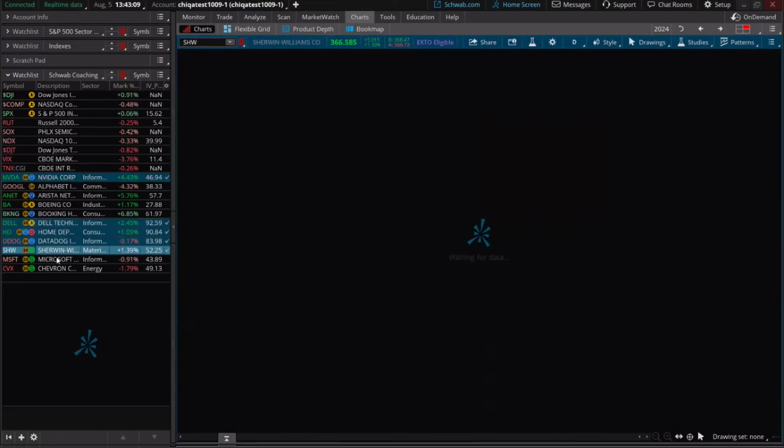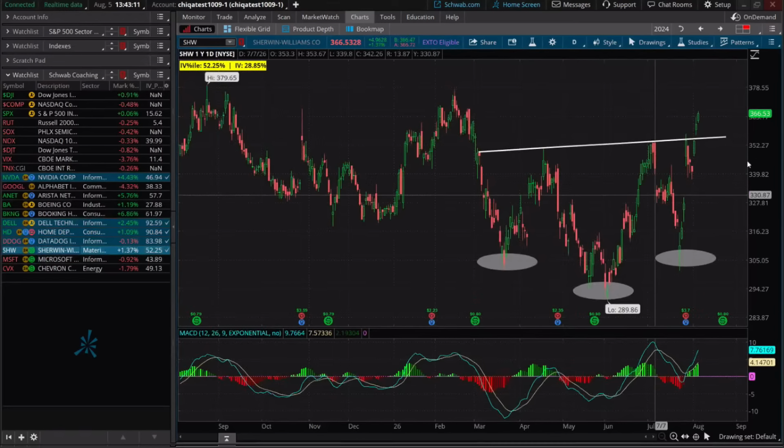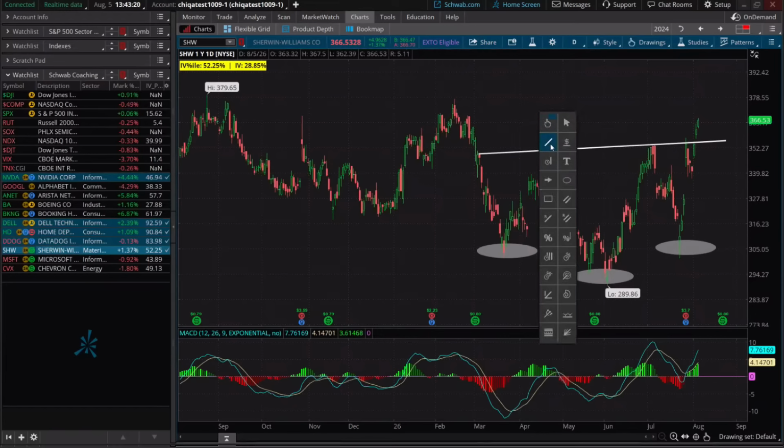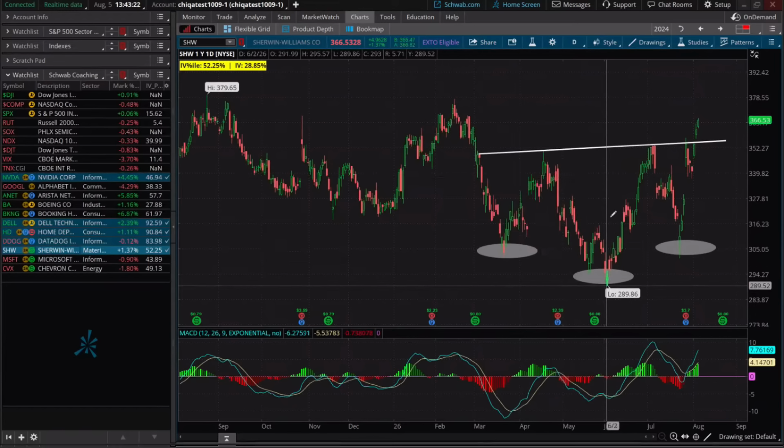Another one that we can look at is Sherwin-Williams. We actually did get a breakout of this one. So two closes above resistance, and we've already seen that move beyond. So that could give us one more trade that we could take.